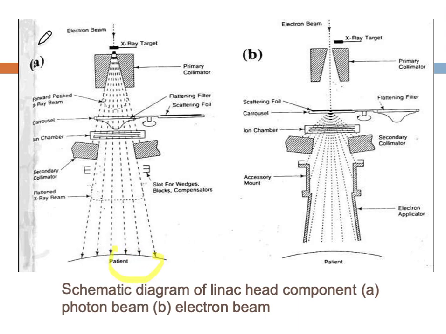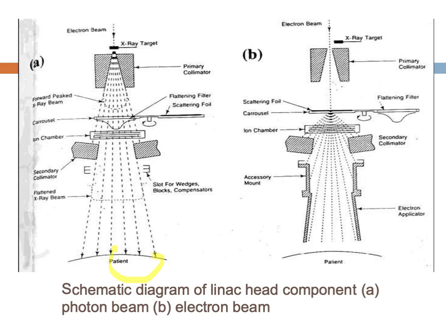Whenever the electron beam strikes, X-rays are produced, and then it comes to the primary collimator, and then the ionization chamber is here, and then finally it comes out. So here it is a photon beam which treats the patients, and the electron beam is also used to treat patients and tumors. And this is the setup they are using in medical linear accelerators to get the electron beam.